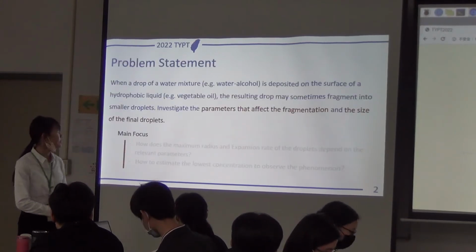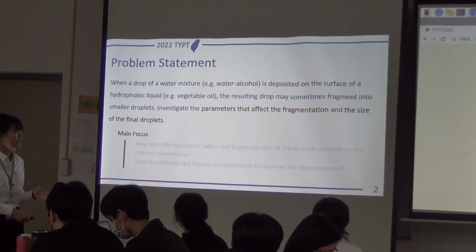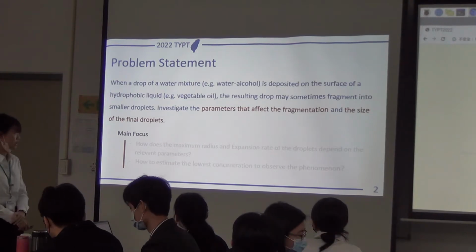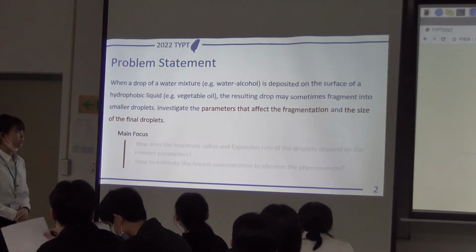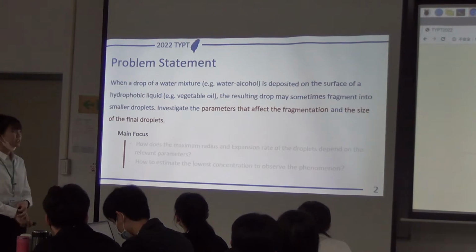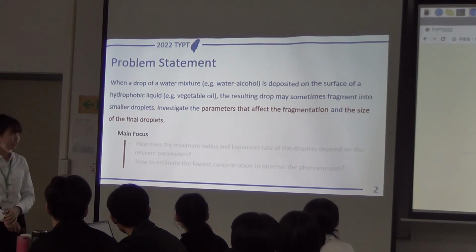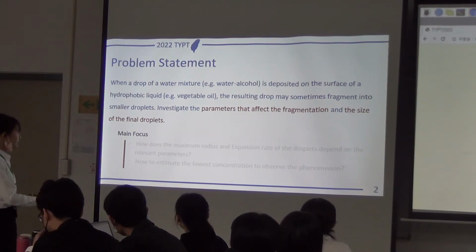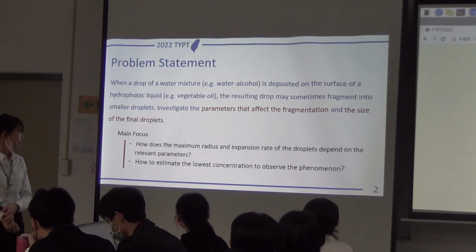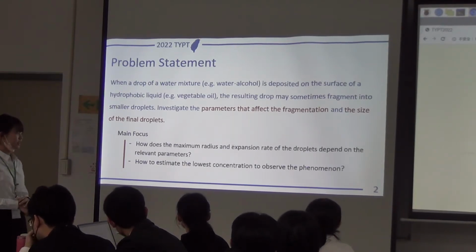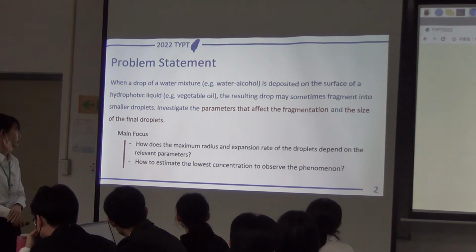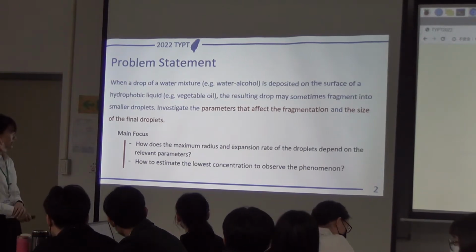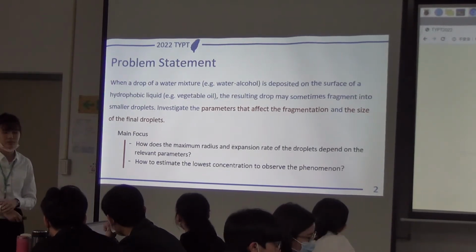The problem statement: when a drop of water mixture is deposited on the surface of a hydrophobic liquid, the resulting drop is sometimes broken into smaller droplets. Investigate the parameters that affect the fragmentation and the size of the final droplets. So we will focus on these problems. Calculate the maximum radius and expansion rate of the droplet depending on the relevant parameters, and how to estimate the lowest concentration of certain phenomena.